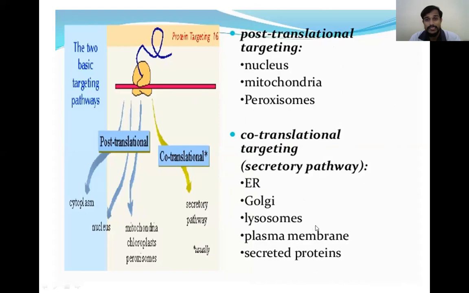So the translocation of the proteins which are formed in the cytoplasm to these organelles will generally occur by co-translational targeting. That is, during the formation of the protein only, they will enter these organelles. That is co-translational targeting.